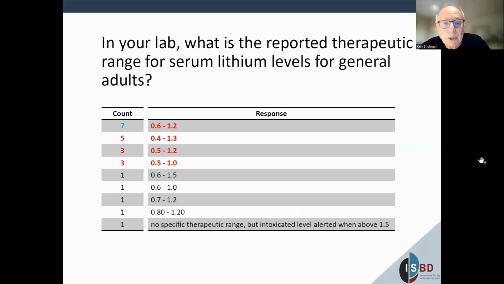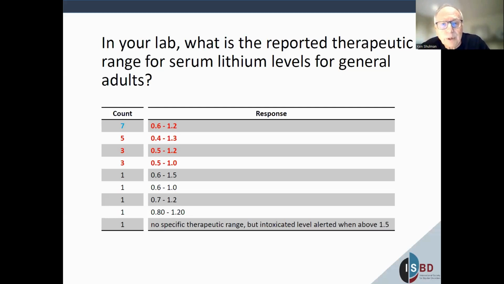This is what the labs that the experts in the survey used were reporting for lithium therapeutic ranges. Look at the upper range: 1.2, 1.3, one lab 1.5, when the recommendation for general use is up to 0.8. So you see there's a serious problem. Suddenly you can see why drugs are a problem in older adults, because we're not using them properly.